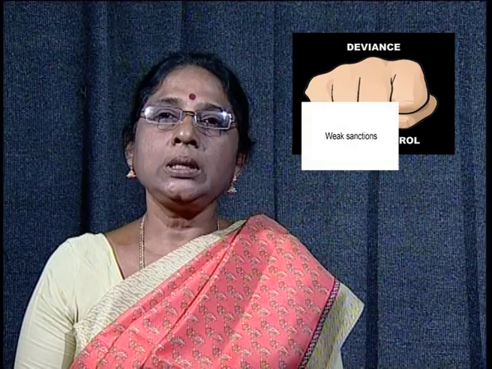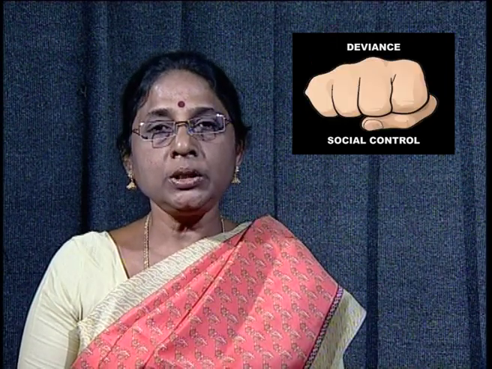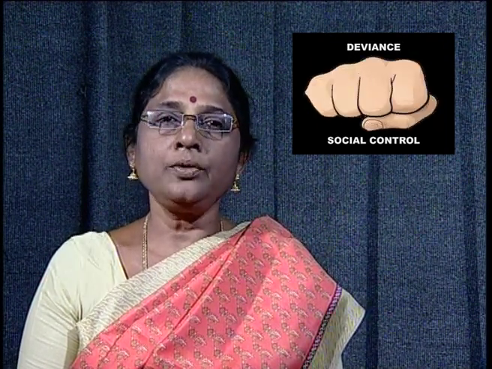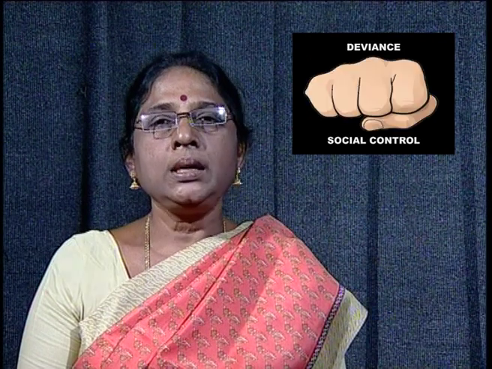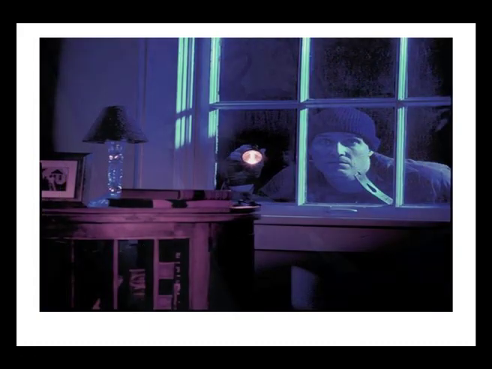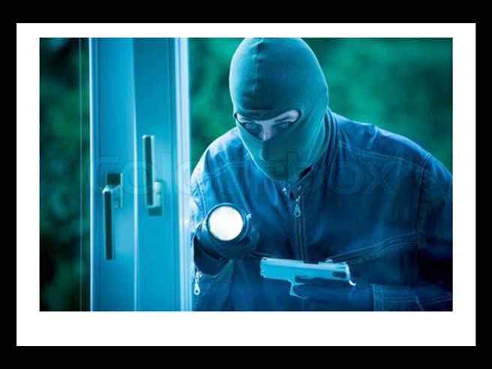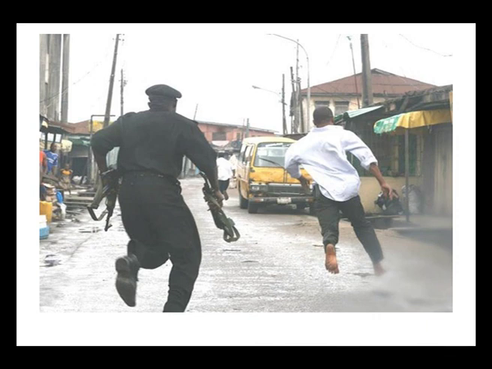2. Weak sanctions. Social control is exercised on people through positive or negative sanctions. When such sanctions, either positive or negative, are not strong enough to bring conformity or appealing to the individuals, they simply ignore it. For instance, if housebreaking has the negative sanction or the punishment of a simple fine, then individuals will just ignore it. They are not afraid of the punishment.